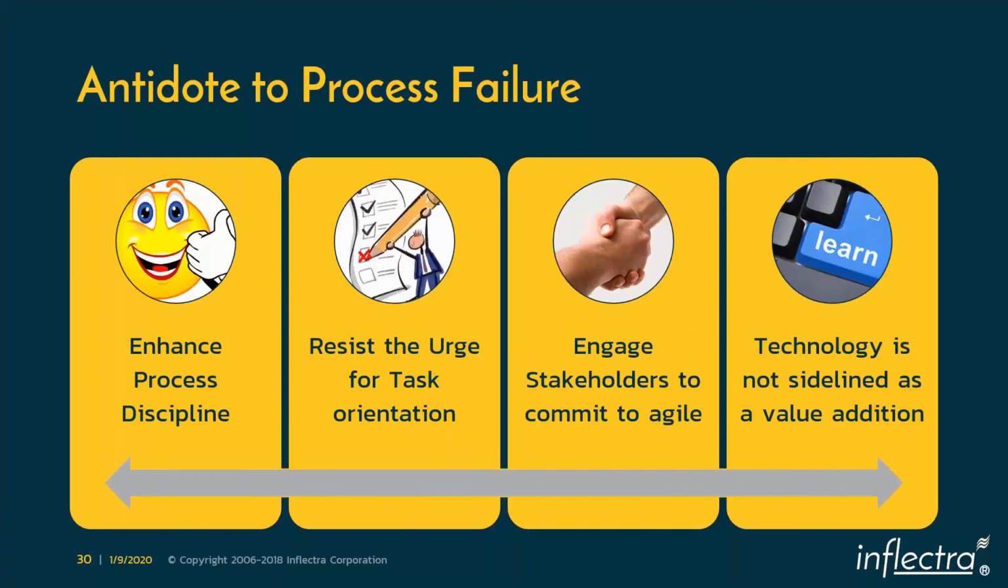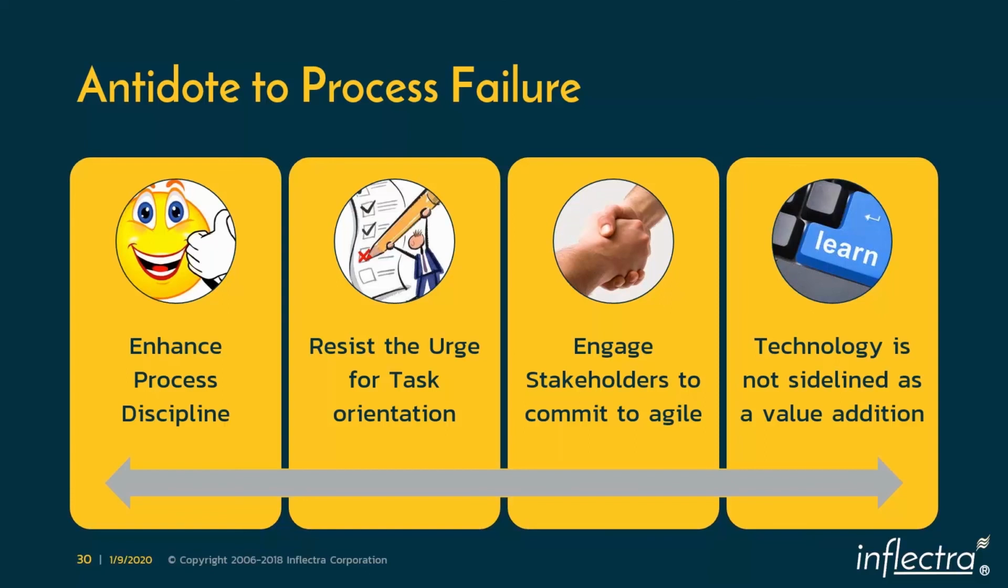Okay, so what are some of the antidotes to the process failure? Enhance the process discipline, right? Agile basically said individuals and interactions over processes and tools. It does not say don't do any processes, forget about all of them, we'll only focus on individuals and interaction. It does not say that. So enhance the process discipline. The processes are the glue that makes the product move from one spectrum to another spectrum.